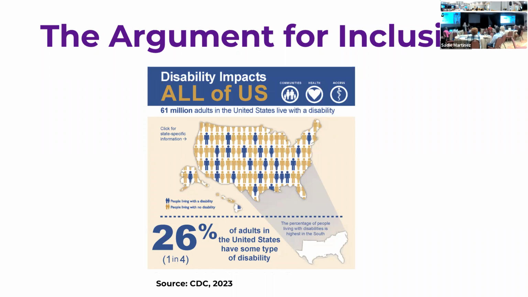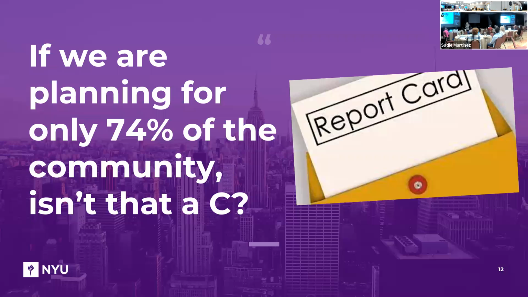So the argument for inclusion, these people are out there. These people are us. We are these people, whole community. CDC, 26% of adults in the United States have some type of disability. This is from the CDC website. This visual is from last year. I went on this morning, same percentage, 26%. If we're planning for only 74% of the community, isn't that a C? Does anybody want to get a C? I don't think so.